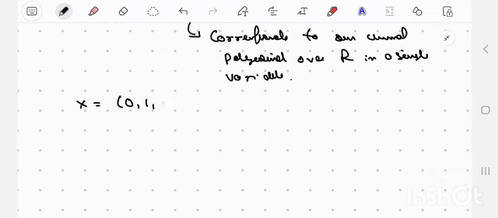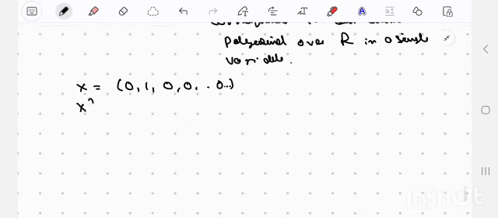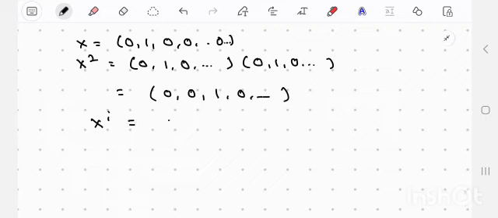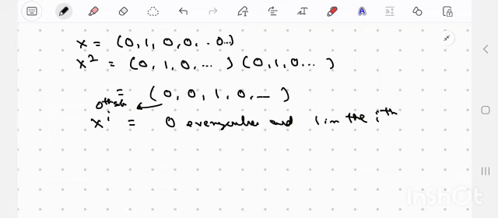See, we are defining x to be this, right? Observe that x squared is 0, 1, 0, and so on, times 0, 1, 0, and so on. So the first element should be 0. The second element should be 0 times 1 plus 1 times 0, so 0. The third element should be 1 times 1, so it should be 1, and so on. You can continue this. So basically, x to the i will be the element having 0 everywhere and 1 in the ith spot, if you consider the first element to be the 0th spot.